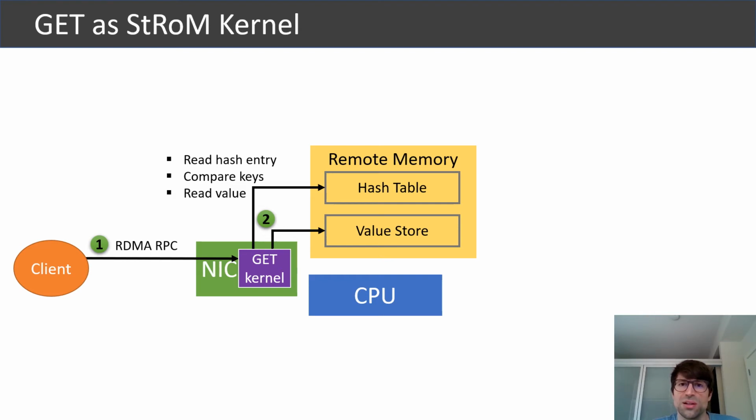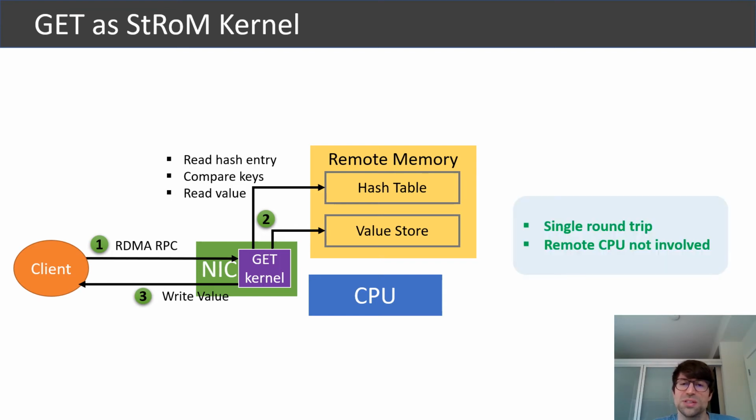Once it retrieves the value from the value store, it can then finally send the value back to the client using a one-sided RDMA write operation. By enabling one-sided RPCs, StRoM combines the benefits of two-sided and one-sided operations. Specifically, we can execute the GET operation in a single round trip without involving the remote CPU.